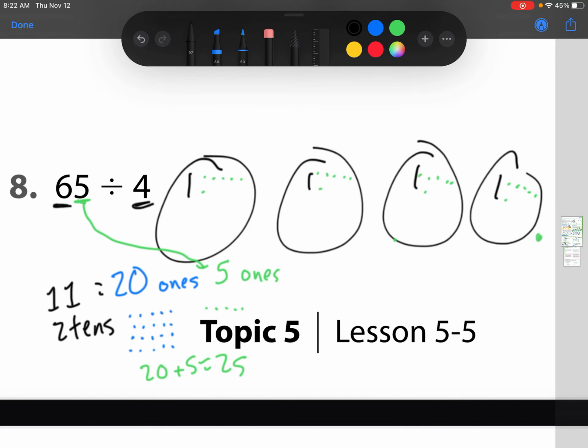We have 110, because that's how big it is in each group. And then how many ones do we have? Well, we have 1, 2, 3, 4, 5, 6 ones. Do we have any leftovers? Yeah, we have this guy left over. So it's 16, remainder 1.